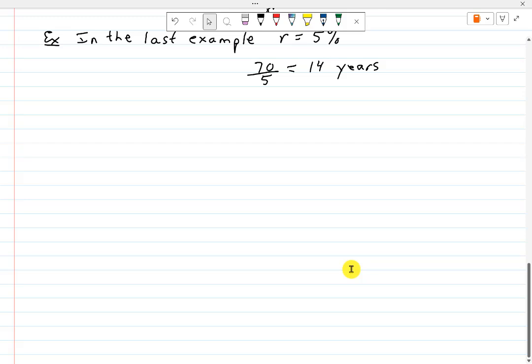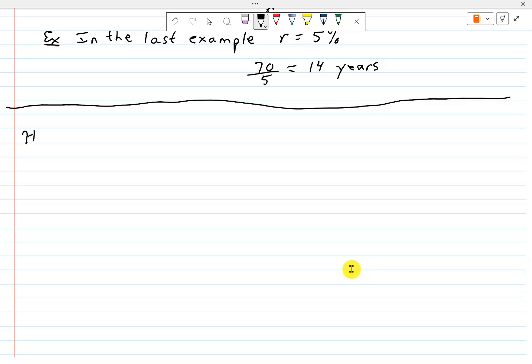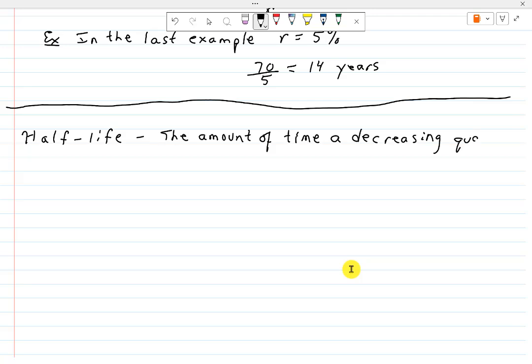Now, on the other hand, we have something called half-life. This is the amount of time a decreasing quantity takes to become 1/2 its original value.